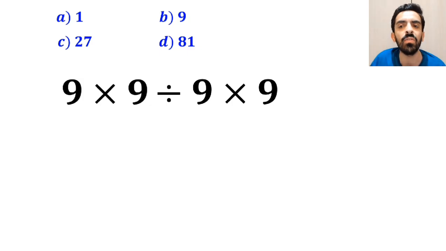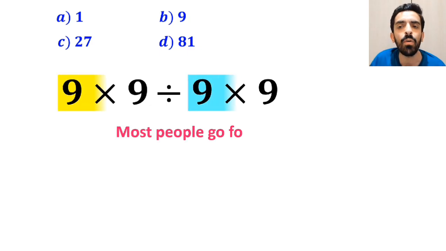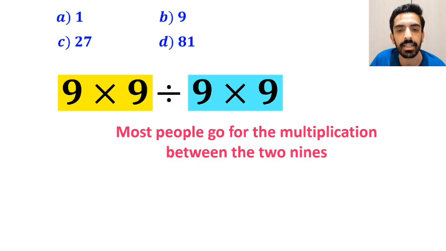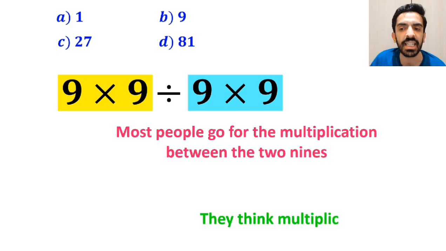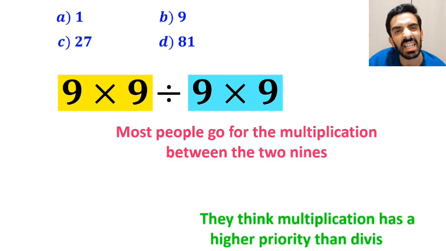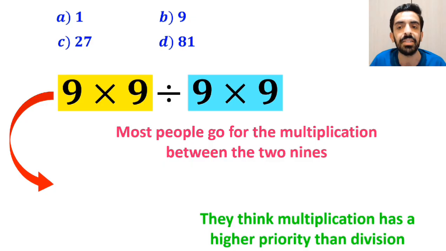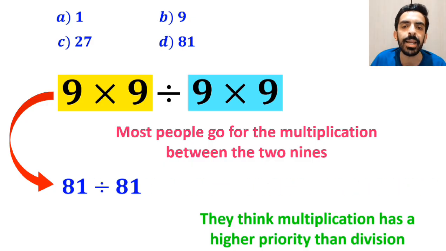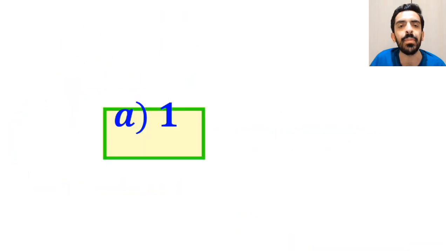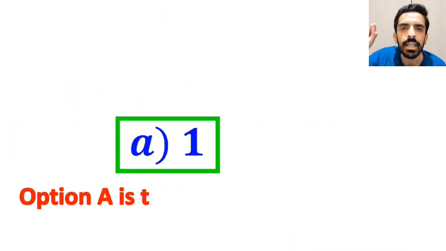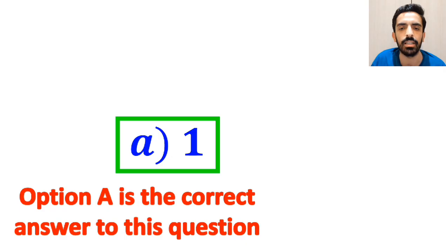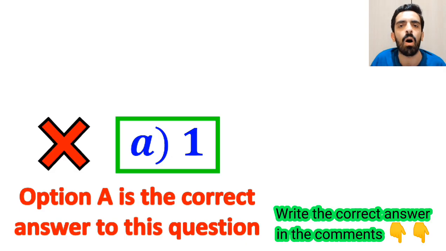In the first step of solving this question, most people go for the multiplication between the two 9s because they think that multiplication has a higher priority than division. So, instead of this expression, they write 81 divided by 81, and in the end, it gives them the answer 1. Then, without any hesitation, they immediately say that option A is the correct answer to this question. But this answer is absolutely wrong.